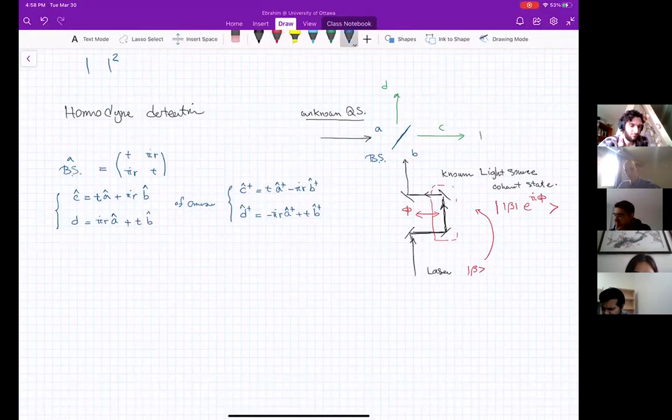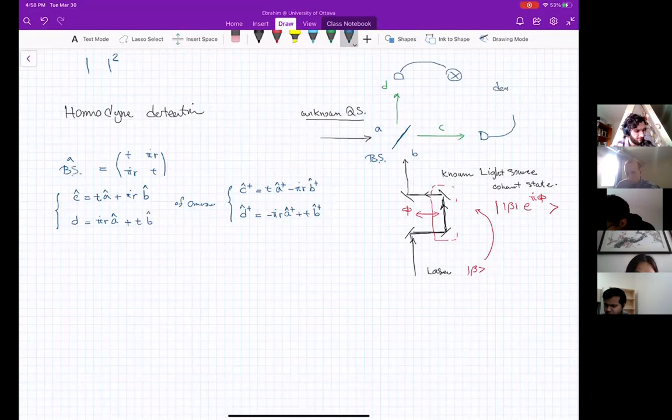You can put a detector here and a detector here. Very fast detector. They should be fast detectors, by the way. And then, depending on the type of experiment, you can look at the correlation between the two. Not necessarily always do you need to look at the correlation between the two, but this depends on the experiment. So I have a detector in the part C and I have a detector in the part D as well. All right.